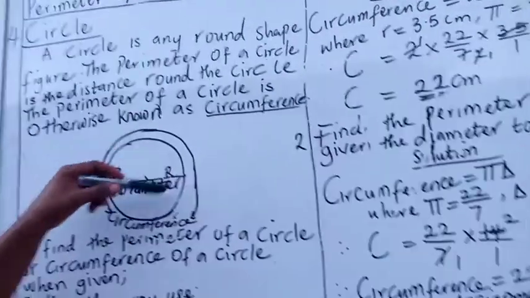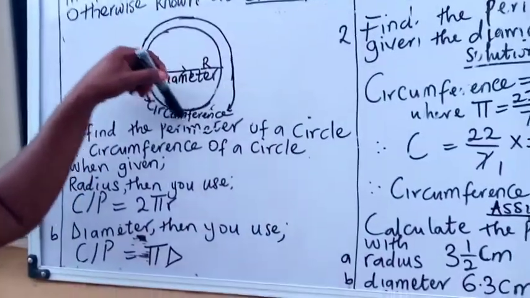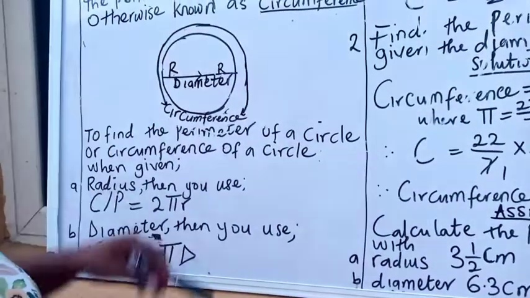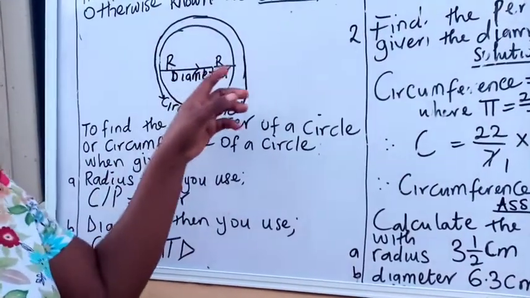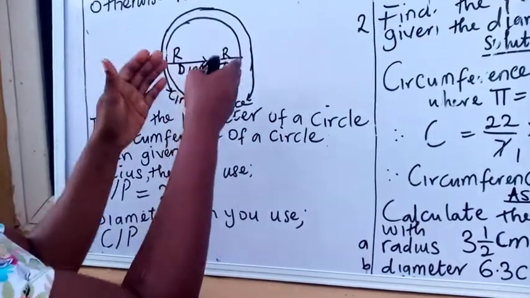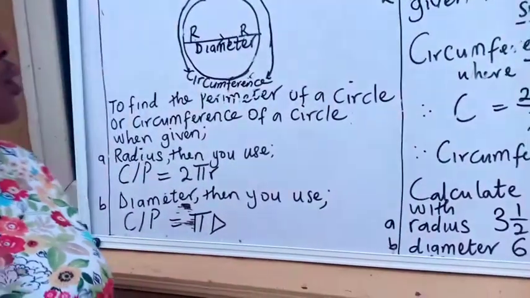So this is a circle on the board. The circumference is the distance around the circle, while the line is the diameter. The diameter is made up of two radius. In the diameter, we have two radius.